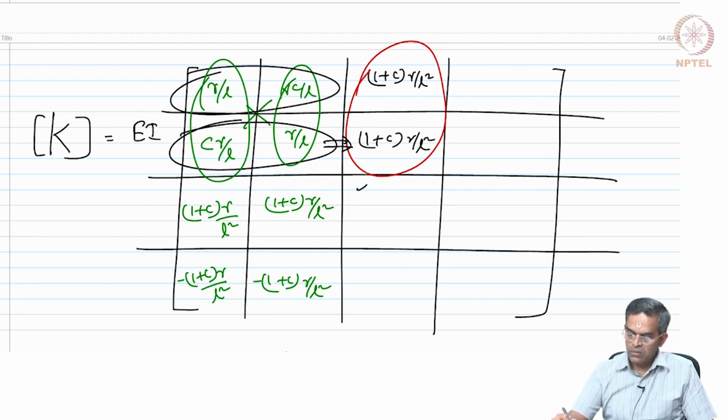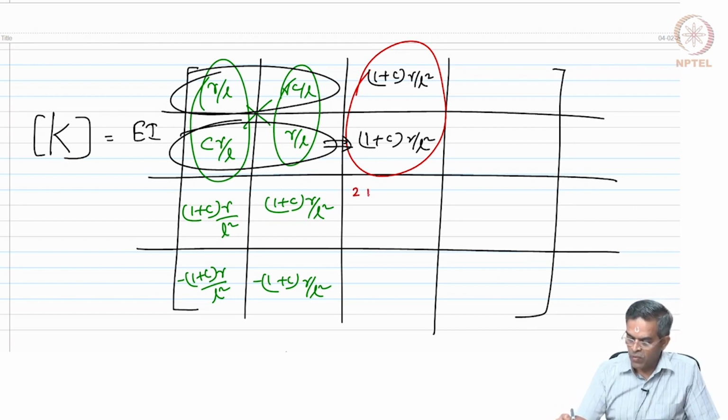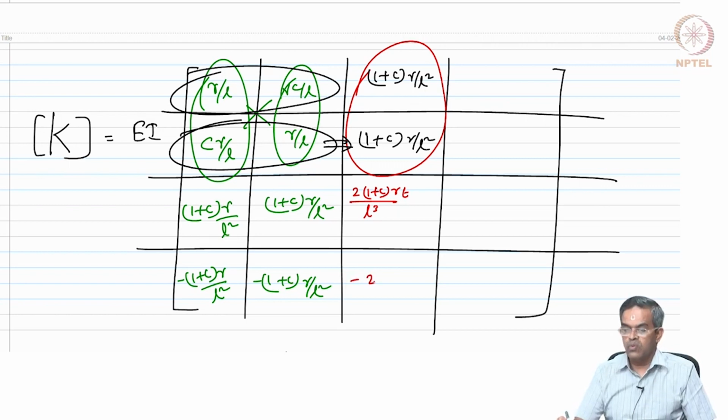So, now this particular value K33 will be sum of these two divided by L. So, let me write that. So, twice of 1 plus C R by L cube, and I also say T, translation function, is it not? So, minus 2 R T 1 plus C by L cube.